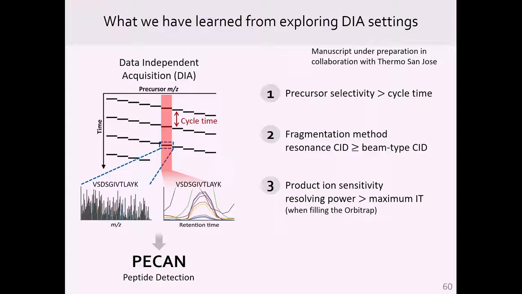So basically, as long as the product ion sensitivity and resolving power is, in the case where you're filling the Orbitrap, then the resolving power is more important than maximum inject time. But if you're not filling the Orbitrap, then maximum inject time becomes more important.